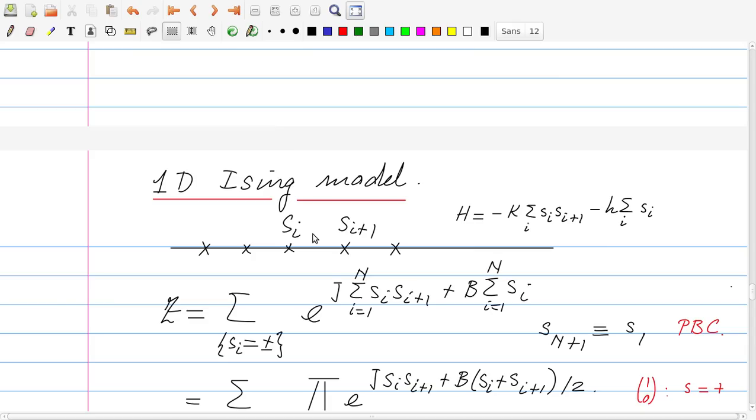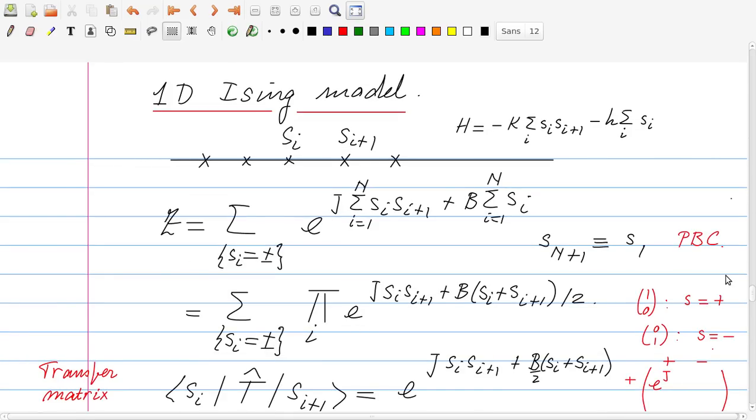The Hamiltonian favors like spins in the case where the coupling constant is positive, so the spins like to be both plus on the nearest neighbor links or both minus. The energy will be higher when the spins are different, and there is a magnetic field which favors one type of spin. And the partition function can easily be written down.